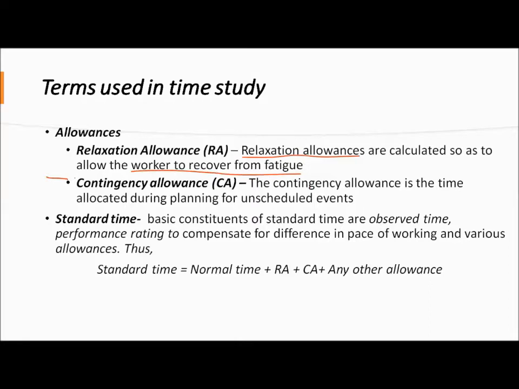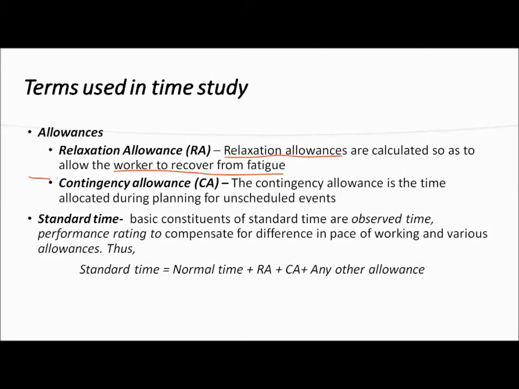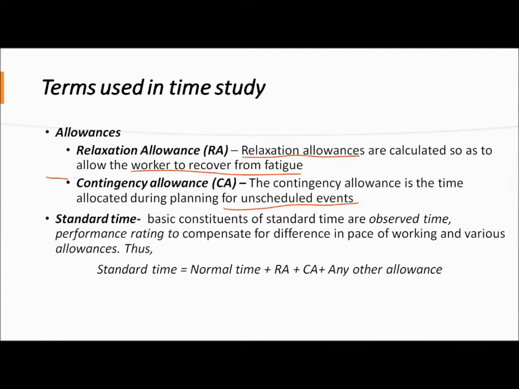Now, contingency allowance is a kind of allowance that is allocated during planning for unscheduled events. Suppose there is a sudden breakdown, that is an unscheduled event, and this contingency allowance is pre-planned, so that in case of unscheduled events like this, you can allocate this kind of allowance during planning.